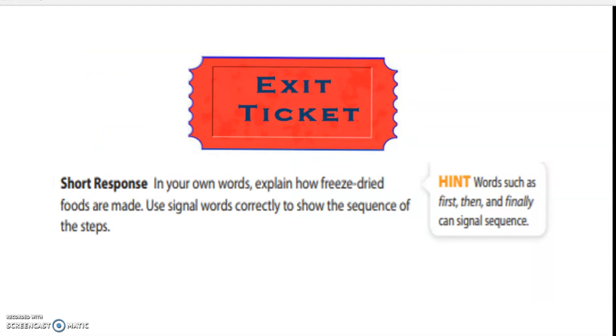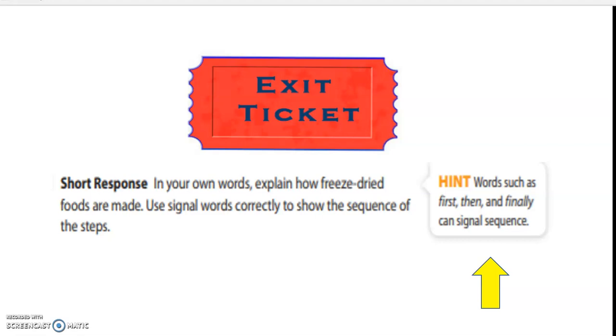Our exit ticket for today is, in your own words, explain how freeze-dried foods are made. Use signal words correctly to show the sequence of steps. Remember our hint here. Words such as first, then, and finally can signal sequence.